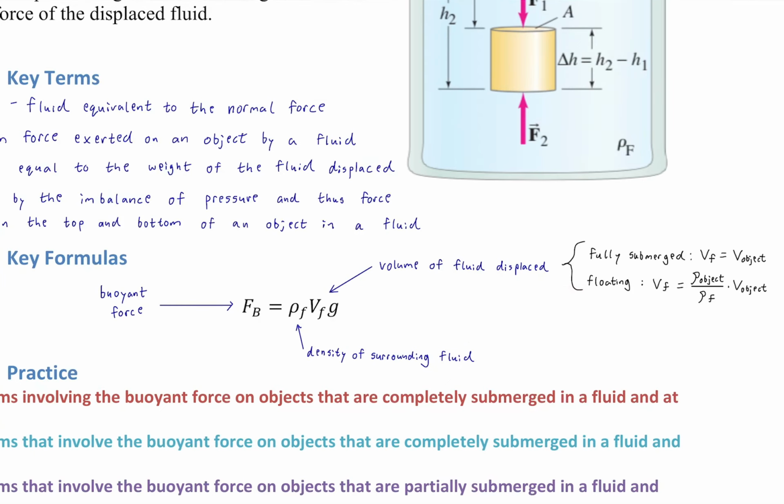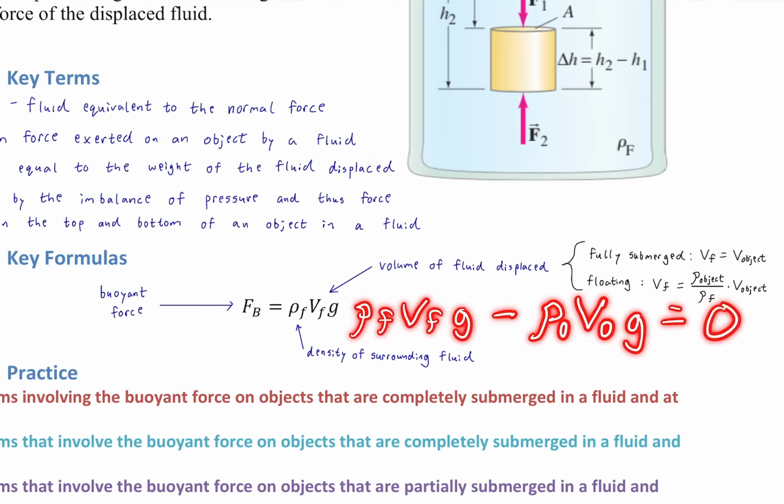Okay, well, the buoyant force is still rho_f V_f g, and then the gravitational force is just the mass of the object times g, but the mass of the object is, after all, the density of the object times the volume of the object times g equals 0. Well, now look at it. Now we can solve for V_f.